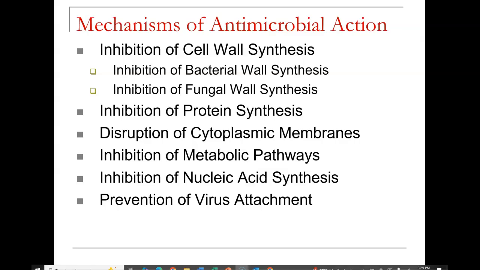And then the last one we have up here, the sixth one, is going to be prevention of virus attachment. So the attachment antagonist is going to be a structure that acts as either the attachment or receptor protein. And what it's going to do is prevent attachment and entrance of a virus to a host cell. And so it can't get in and it can't infect the cell.